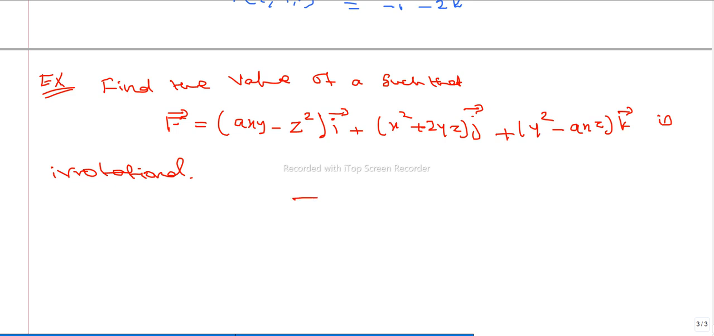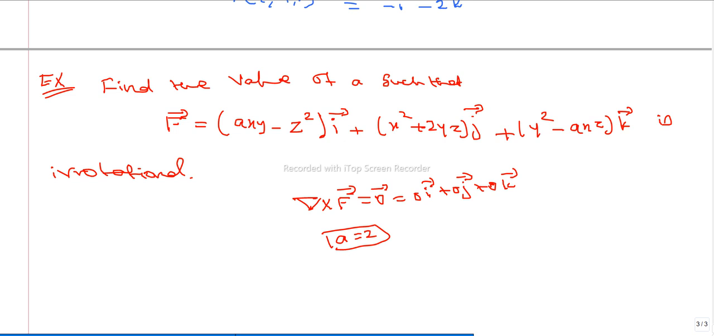Irrotational means we have to take del cross f equal to 0, and from this you find the values of a. If you find this, I think the value is 2. Just expand the determinant and then compare. You will get a equal to 2. Zero means what? It's a zero vector: 0 times i vector plus 0 times j vector plus 0 times k vector. So you can find the values.